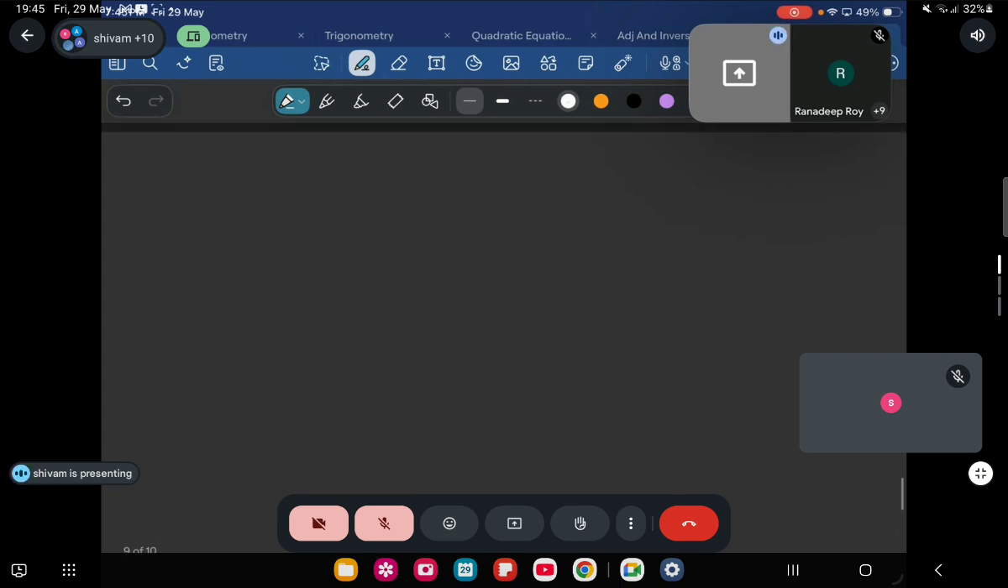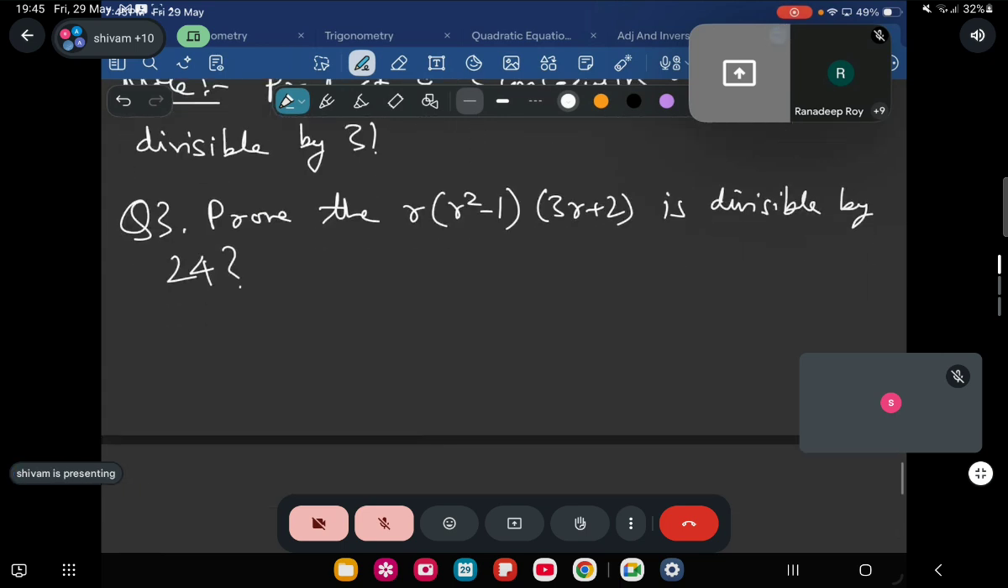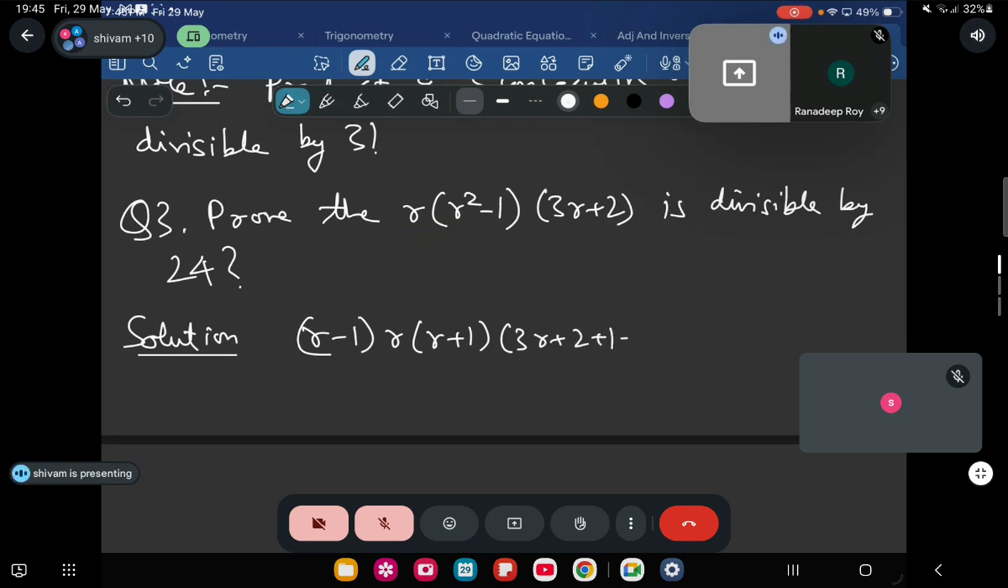So everyone pay attention. Over here, in this 3r plus 2, you have to do some manipulation, okay? Because in r into r square minus 1, you have got 3 consecutive integers. So r into r square minus 1, can I write it as r minus 1 into r into r plus 1? And over here we have got 3r plus 2. Can I write it as 3r plus 3 minus 1? Are you people getting? Yes or no?